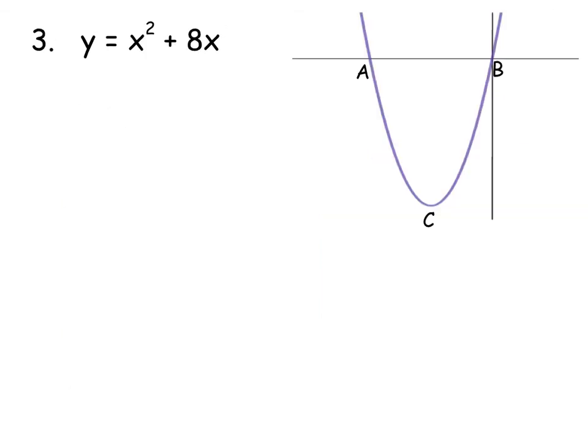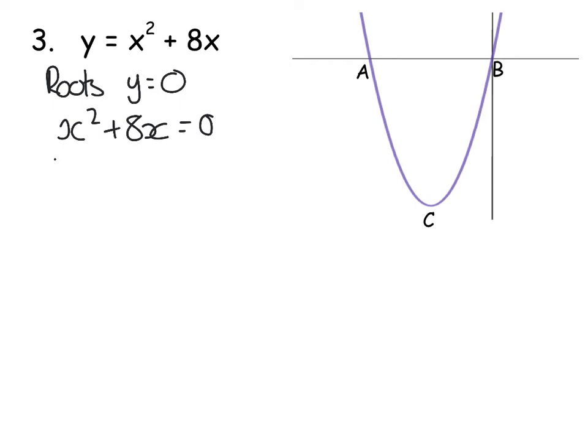So I've shown you a quadratic with a maximum, a quadratic with a minimum. Now I'm going to look at one that's not a trinomial, okay? So this one here is just going to be a common factor when we factorise it. So to get the roots, remember that's when you put y equal to 0. So we have x squared plus 8x equals 0. Common factor here of x leaves you with x bracket x plus 8 equals 0.